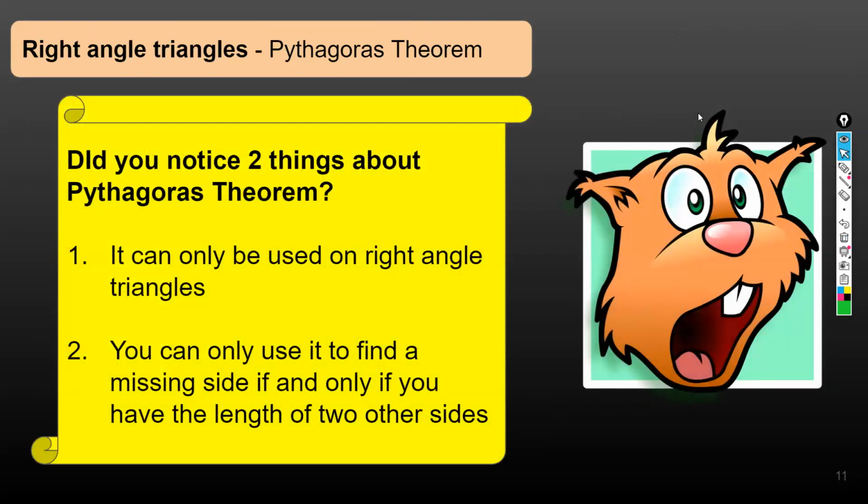Right. So I'm sure you all noticed two things, right? Pythagoras theorem can only be used on right angle triangles, no other type of triangle in the world, right? And you only use it to find a missing side, but the examiner has to give you the length of the two other sides. So in other words, only one side can be missing, but you all already knew that from the homework. This is just a friendly reminder.